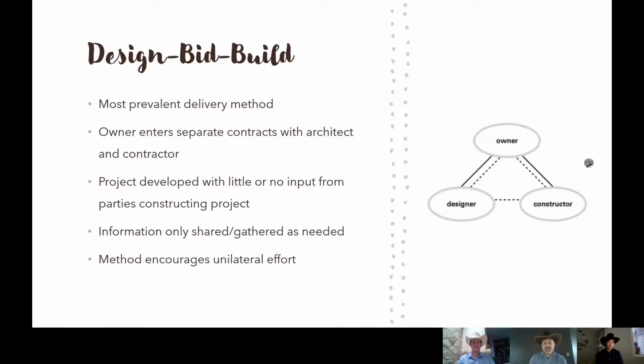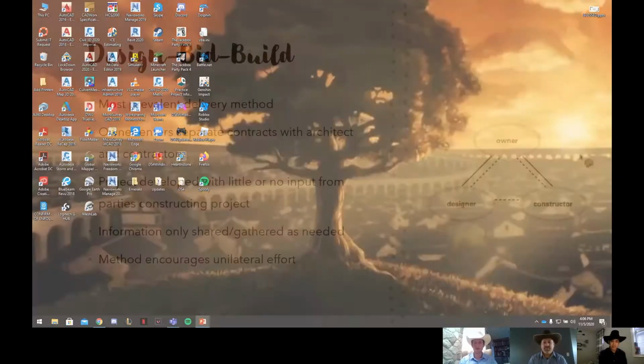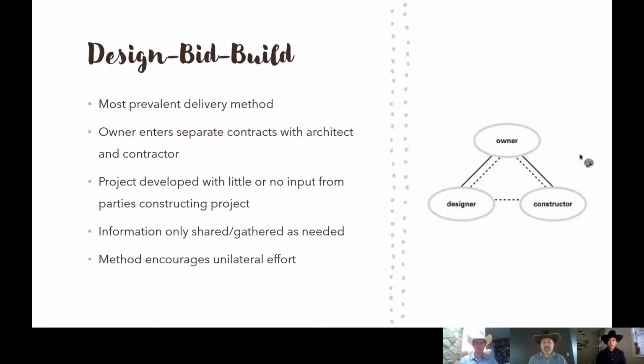Hey, thanks, Raf. Let's try this again. I'm going to be doing comparisons from the traditional project delivery methods to IPD, and the traditional delivery method that is most likely used is design, bid, build. It's the most prevalent delivery method. In this one, the owner enters into separate contracts with the architect and a contractor. This is where you can see in the solid lines off in my diagram to the right.